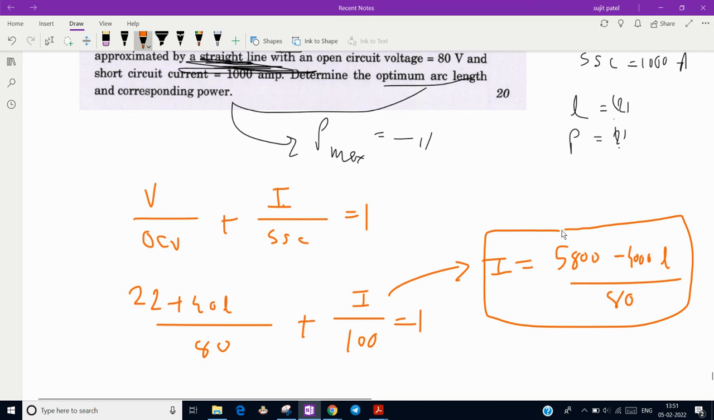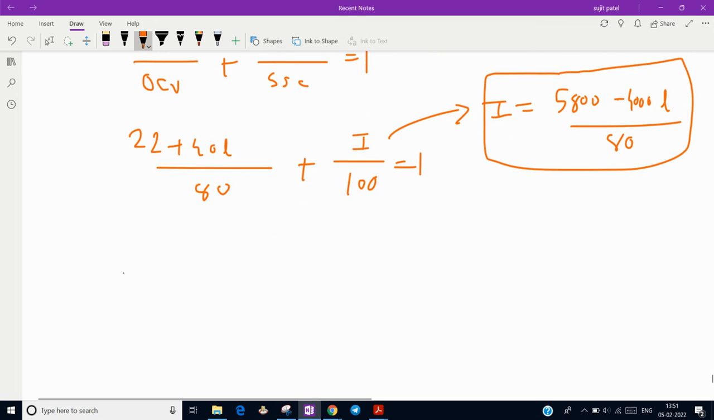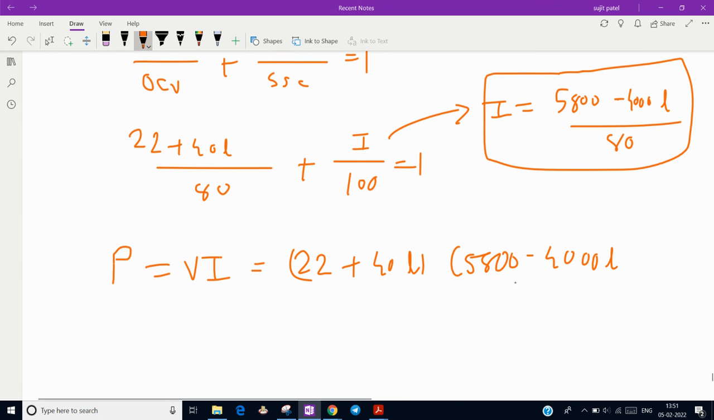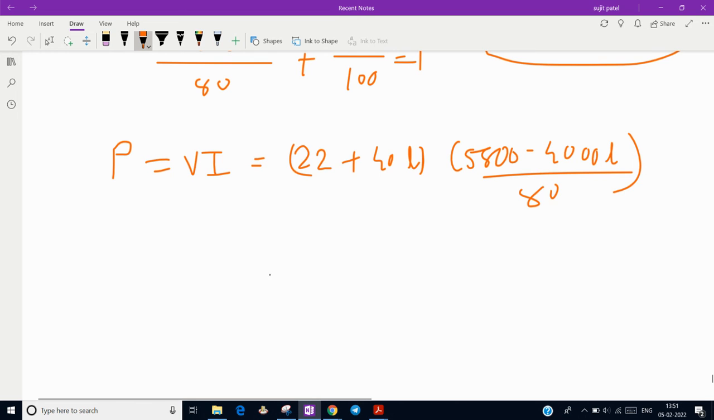Now we have both V and I in terms of L. We know the equation of power is V into I. V is 22 plus 40L, multiplied by 5800 minus 4000 L divided by 80. When you multiply and simplify, you will get 1595 plus 1800 L minus 2000 L square.